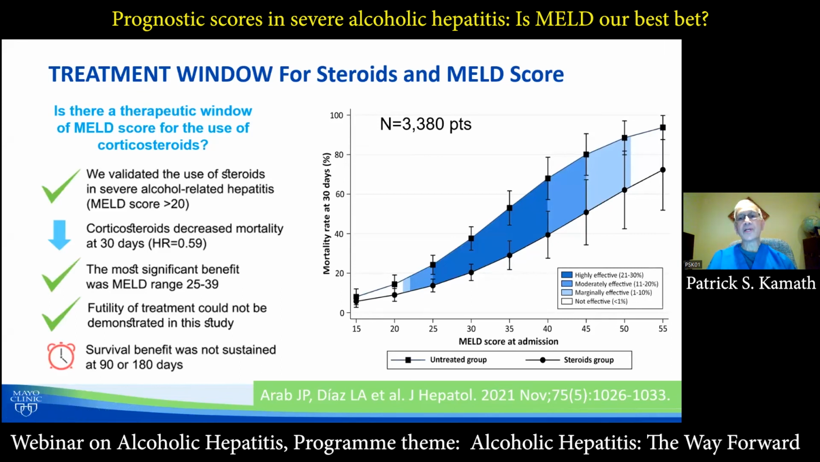And the reduction in mortality was at 30 days, but not beyond that. And the greatest benefit in mortality was between 25 and 39. And no matter how high the MELD score was, treatment was effective. The STOPAH study, which was a prospective study, suggests that the best treatment, the best benefit is between 20 and 28, and beyond 35, they did not see the benefit. So we're not certain at this time about futility.